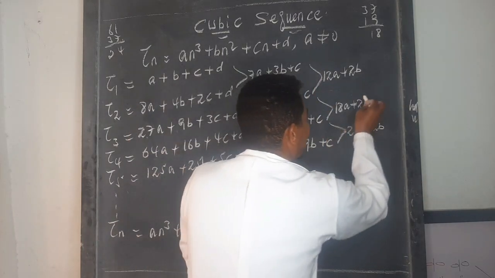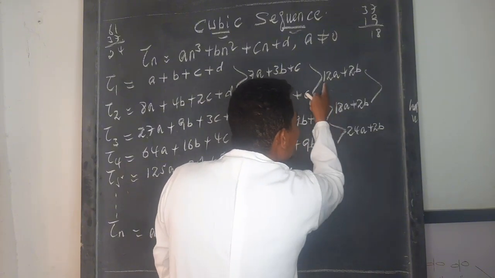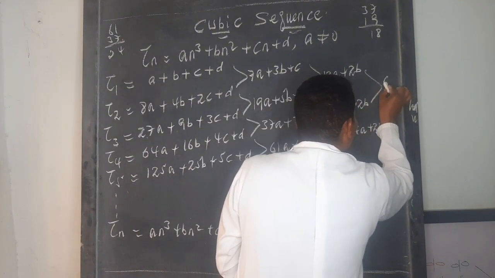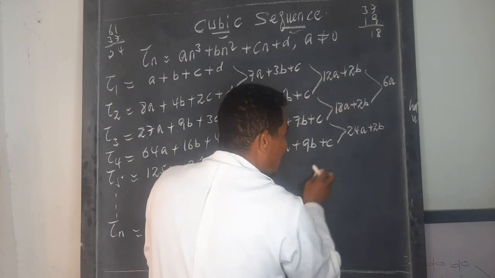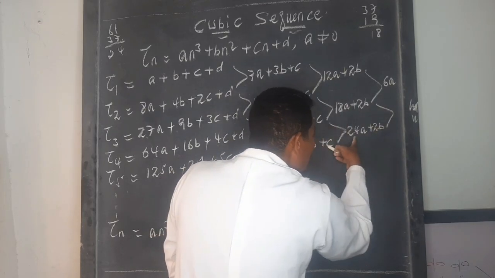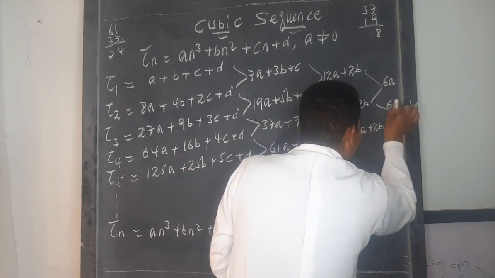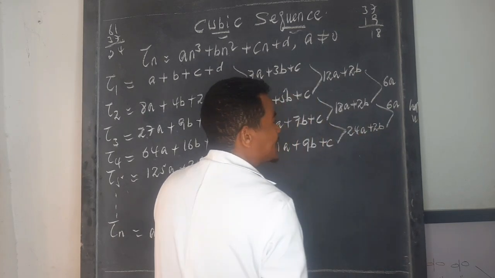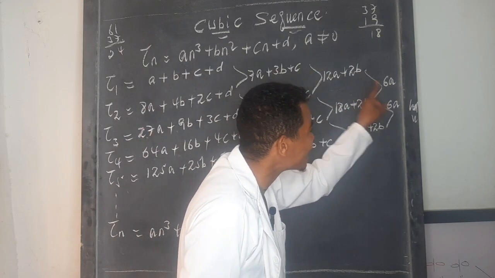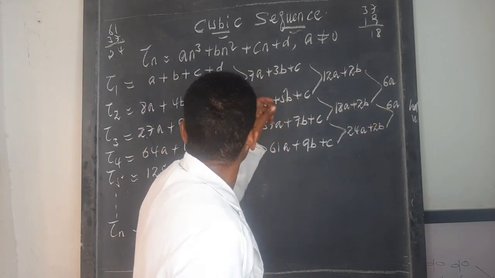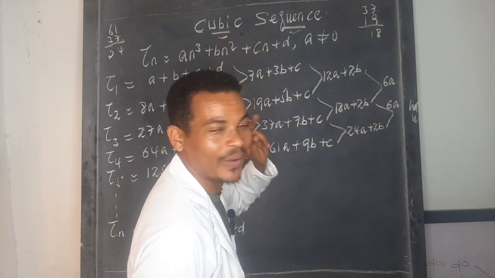So let's continue again and take the difference between these. 18a minus 12a is 6a, and 2b minus 2b is 0. Again, 24a minus 18a is 6a, and 2b minus 2b is 0. That means we get a constant in the third difference. So when the third difference is constant, it is called a cubic sequence.